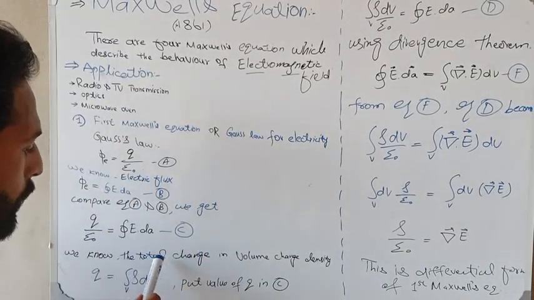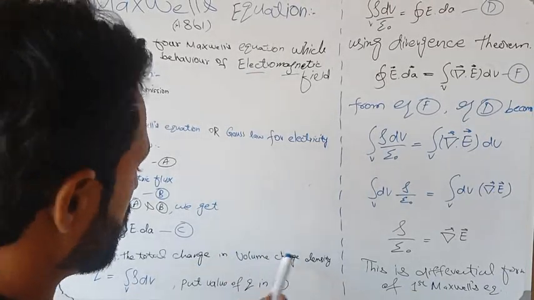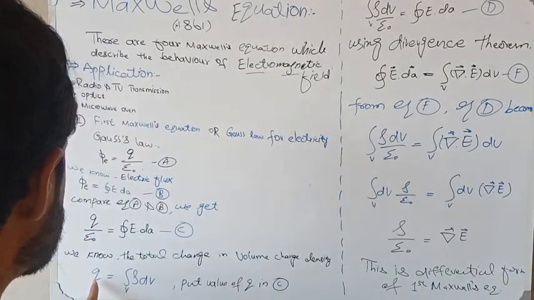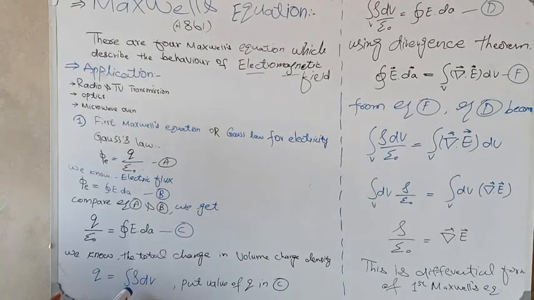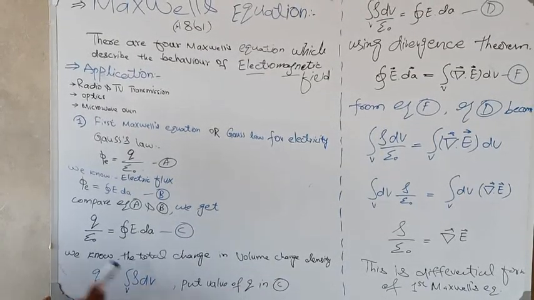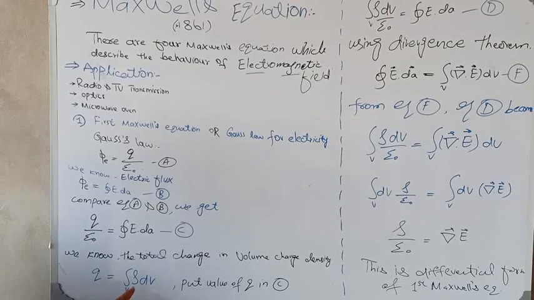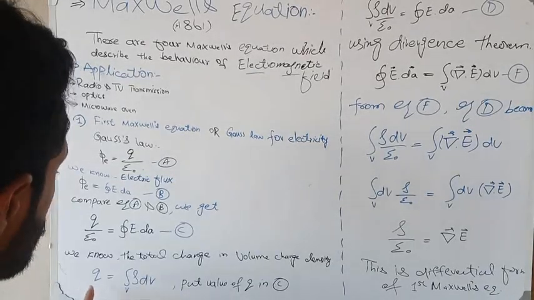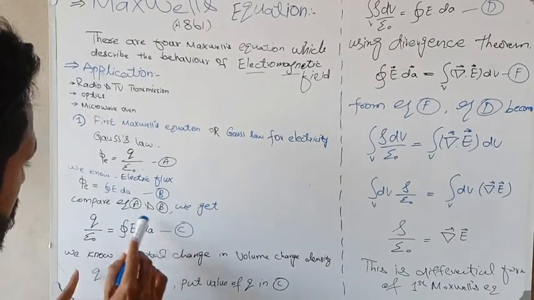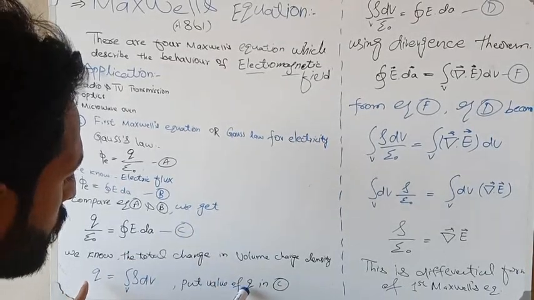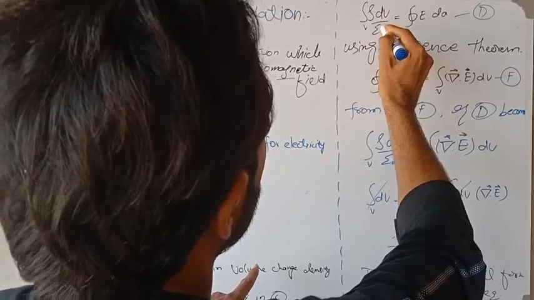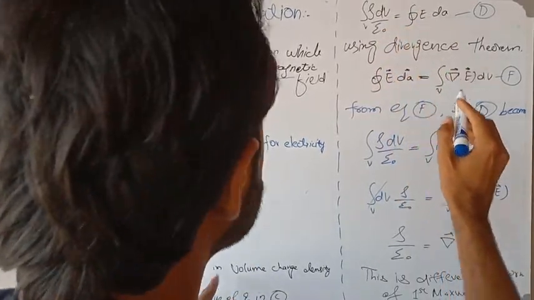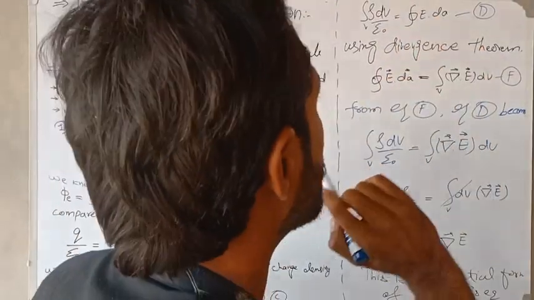We know that the total charge in a volume, with volume charge density, will be equal to the volume integral of the charge density. So we put this value of Q in this equation. The integral of charge density over epsilon naught is equal to the closed integral of electric field dot area.